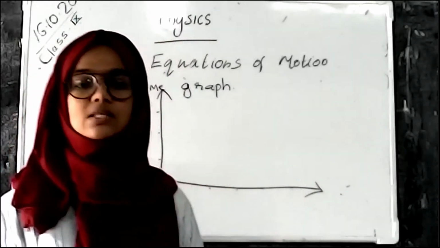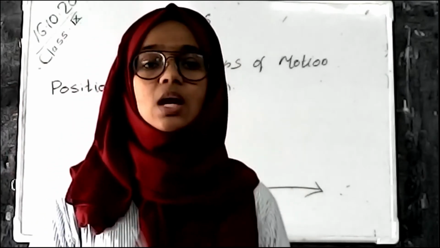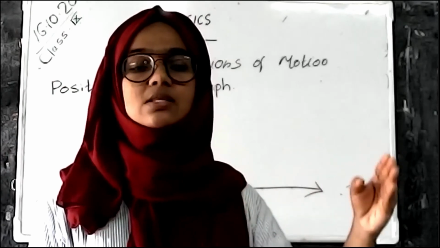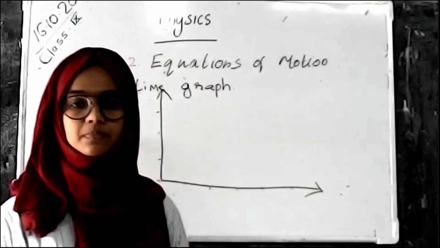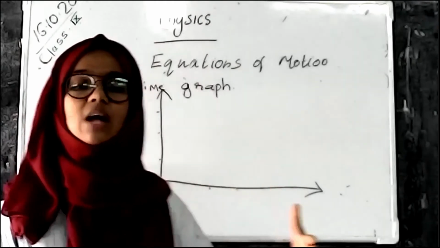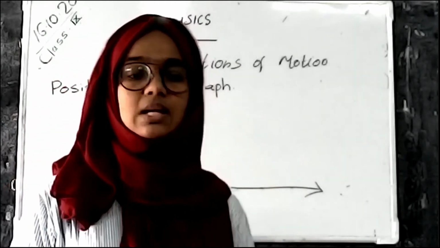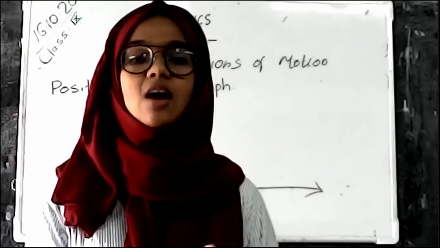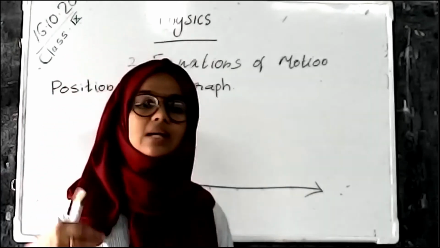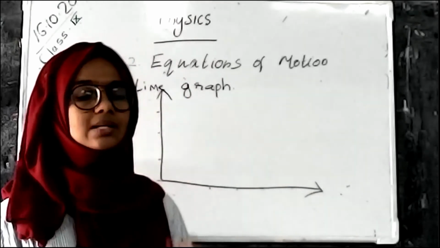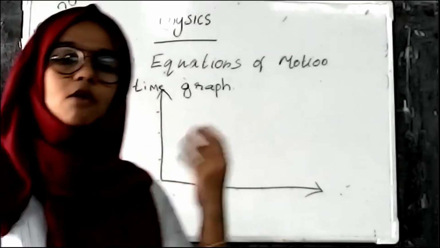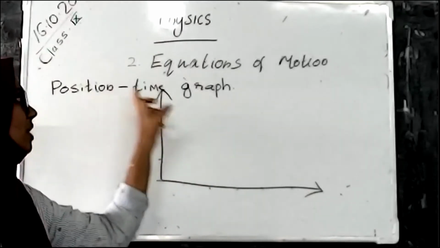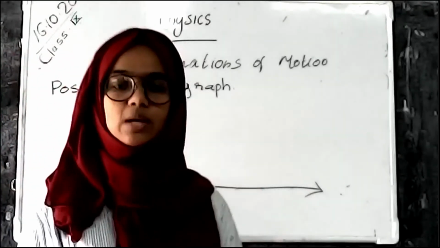But in other cases, they follow equal intervals of time, but the distance they travel is different. The time is equal, but the distance traveled is different. In other cases, the time is not equal, but the distance traveled is equal. So there are so many possibilities. That is only based on the speed of that moving body. So here we are connecting the position and time of a moving body.